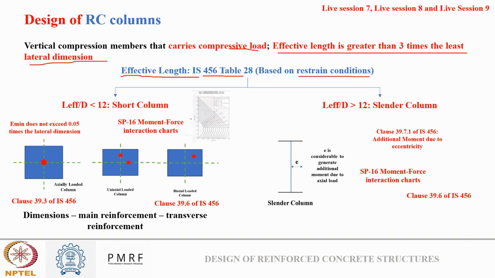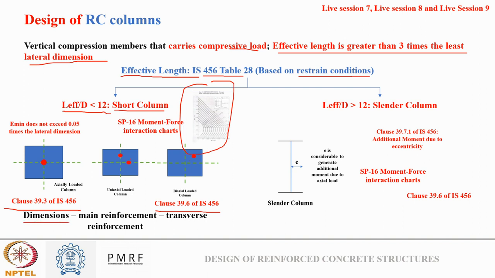Now, knowing the effective length, if my L effective by D is less than 12, we say it is a short column. For short columns, we saw three cases: axially loaded, uniaxially loaded, and biaxially loaded columns, and we saw how design is done. For axially loaded, we used clause 39.3 of IS 456 for design, and for uniaxially and biaxially loaded columns, we used SP16, the moment-force interaction charts, and we saw how design is done.